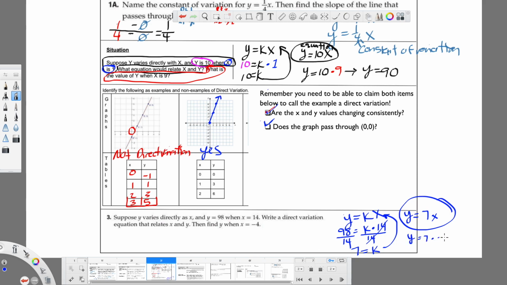Instead of x, I'm plugging in negative 4 here. This is a negative, this is a multiplication sign. So y equals negative 28. That's my second answer. So I have 2 answers on this one. All right, so that is all of section 4, and I will see you in section 5.